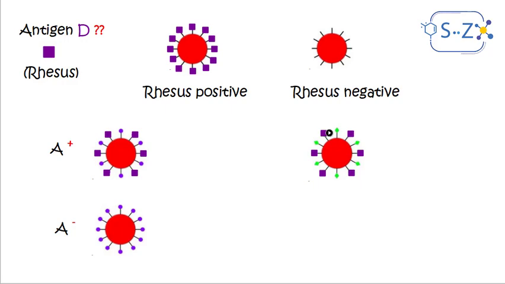Another example: a person has antigen B on his red blood cells, and in addition he has the rhesus antigen. What will his blood group be? Of course, it will be B positive. Finally, if a person has antigen B on his red blood cells surface but doesn't have rhesus antigen, what will his blood group be? Think about it. Of course, it is B negative, and so on.